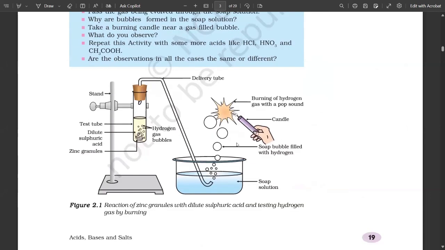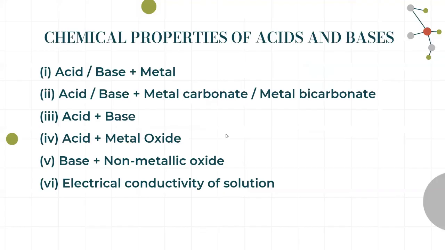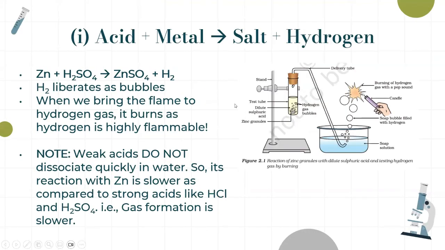So why is that so? As we can see, acids, when they react with metal, form salt and hydrogen. And these bubbles that emerge out of the soap solution are bubbles filled with hydrogen gas. So how do we know that it is hydrogen gas inside? Because as these bubbles are liberated, when we bring a flame close to them, they burn with a pop sound. That is because hydrogen is highly flammable. And that's how we get to know that these bubbles contain hydrogen gas.